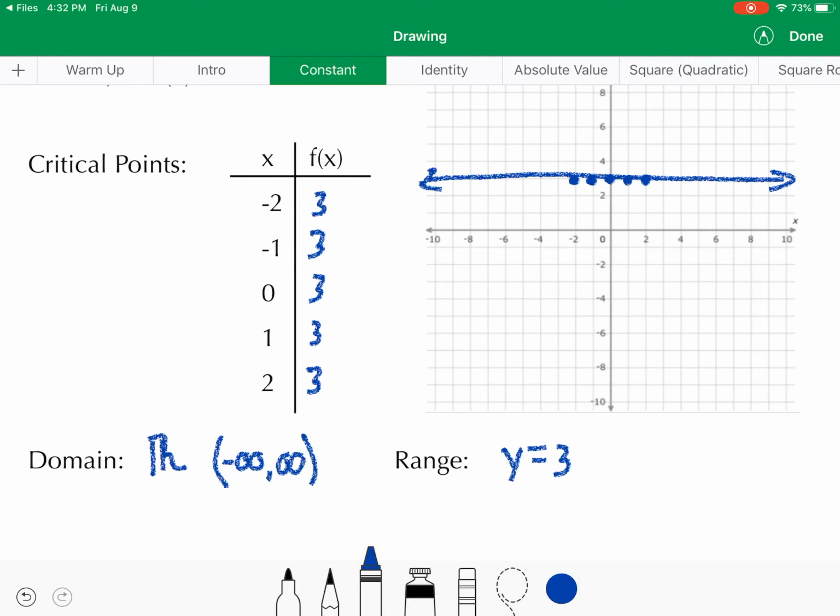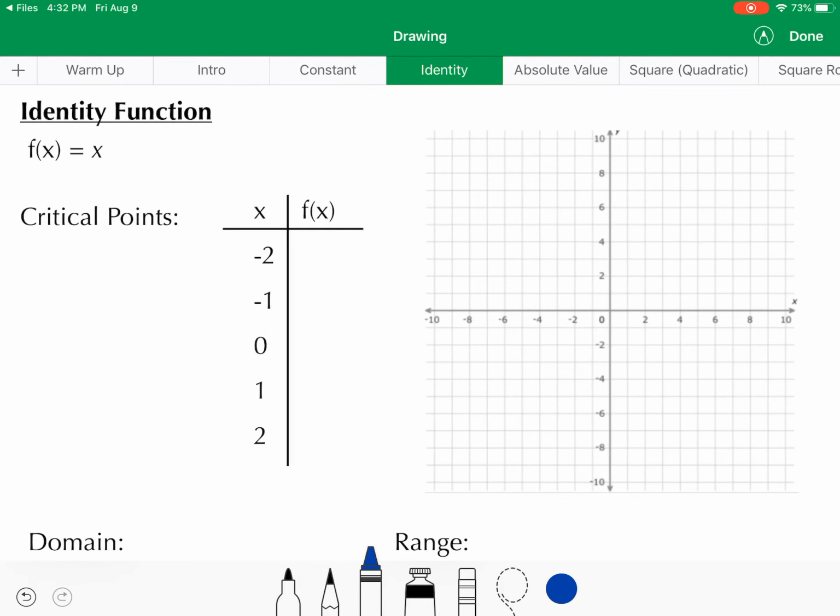Okay? All right, next function in our library is known as the identity function. F of x equals x. I'm going to use the same x values for my critical points. F of -2 would be -2. F of -1 is -1. F of 0, 0. And I think you get the idea. Go ahead and plot those. Okay, you have a line here.